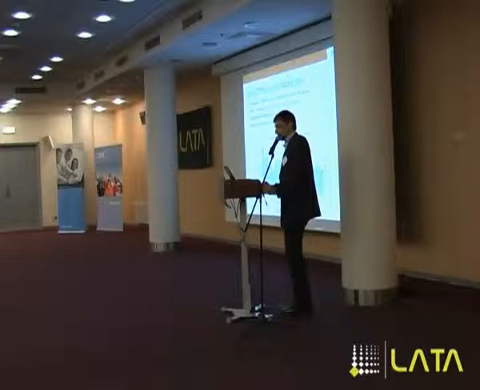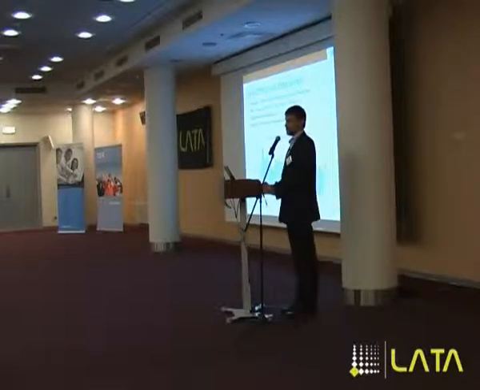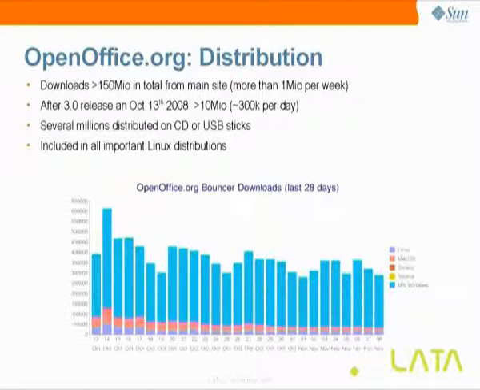So while we are at downloads, how can we measure the success of OpenOffice? It's hard to get market share data because you have no licenses you can count. So what you have is downloads, and the download numbers for OpenOffice are pretty impressive, I think. We have, since the beginning of the project, more than 150 million downloads. And 1 month ago, we released our new 3.0 version, and since then we have, even in this month, more than 10 million downloads, roughly 300 to 350,000 downloads per day.